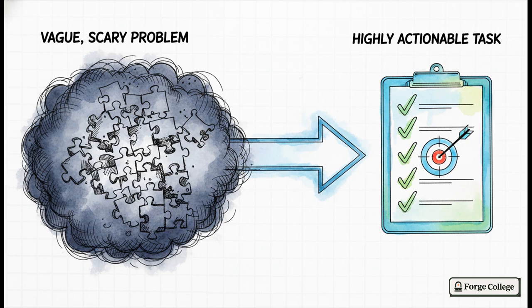When you log this gap, don't just write something lazy like metadata broken. Actually, scratch that. You need to be incredibly specific. Note the exact schema mismatch and link it to the specific test that fails. Linking the gap to a failing test converts a vague, scary problem into a highly actionable task.